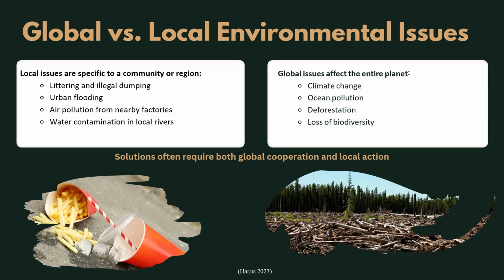For example, climate change isn't caused by emissions from just one city or country. It's a result of cumulative emissions worldwide. Solving global environmental problems usually requires both global and local cooperation. International agreements like the Paris Climate Agreement set global goals. However, their success depends on local action, such as cities reducing emissions and communities adopting sustainable practices. Small local action adds up to global progress.